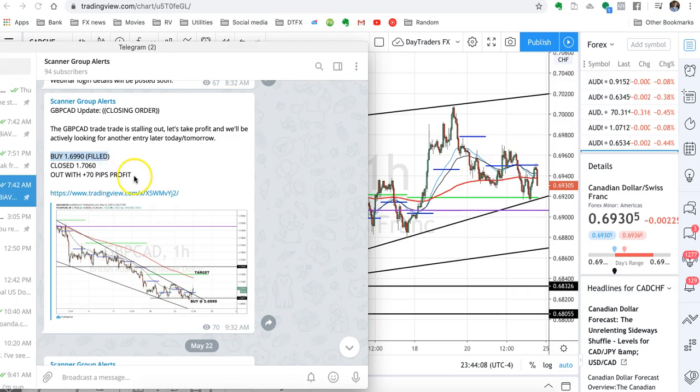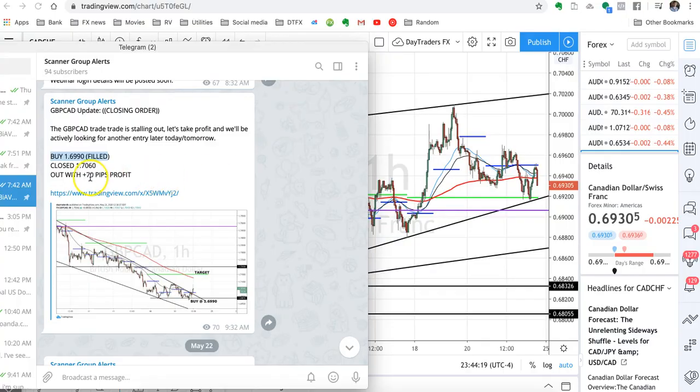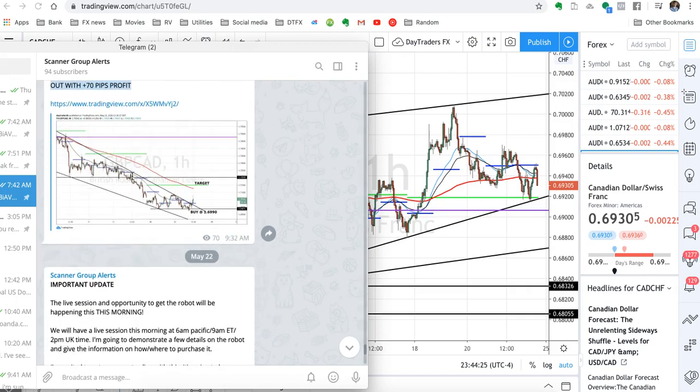Buy at 169.90 was filled. Look at this thing. This dipped down just 2 pips past our entry and then started to shoot up. It was actually a really great entry. We closed at 170.60. 470 pips. So in and out in a couple of hours.